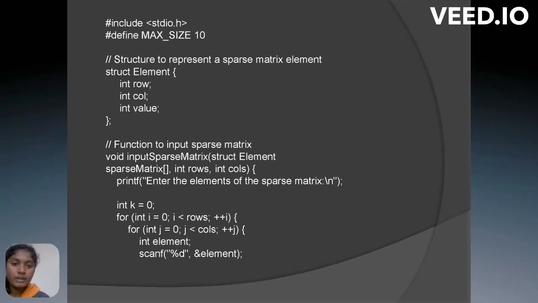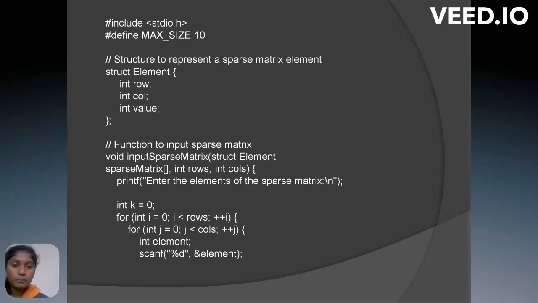Structure to represent a sparse matrix element. struct element: int row, int column, int value. It defines a structure element to represent the non-zero elements in the sparse matrix. It stores the row, column, and value of the element.